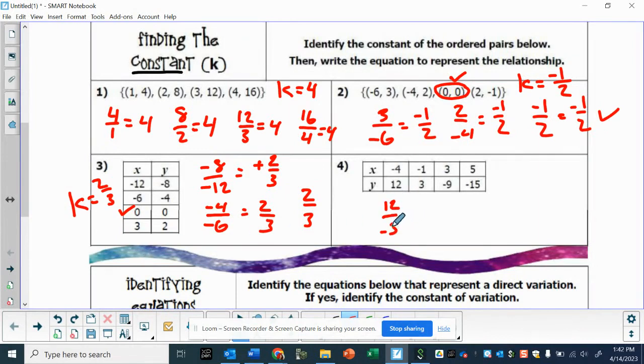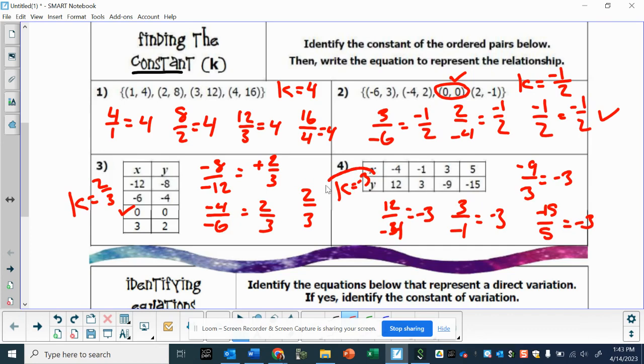12 divided by negative 4 is negative 3. 3 divided by negative 1 is negative 3. Negative 9 divided by 3 is negative 3. 15 divided by 5 is negative 3. So k equals negative 3.